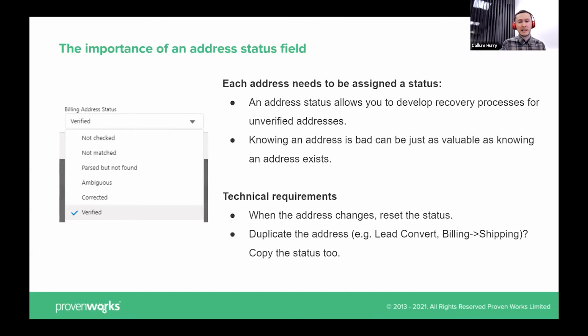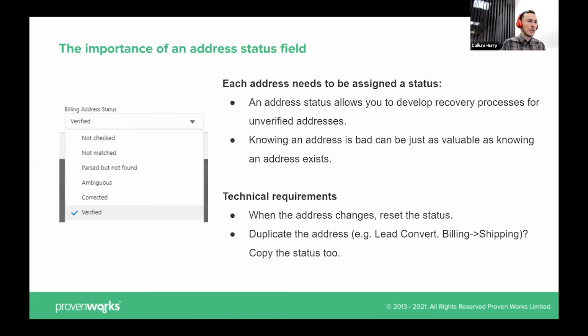That status basically determines where that data sits. Is it verified? Has it not been verified? And to what detail has it been verified? So the key point here is each address needs to be assigned a status. And with that, an address status allows us to develop recovery processes for unverified addresses. So we can make sure that we are only processing those unverified addresses.